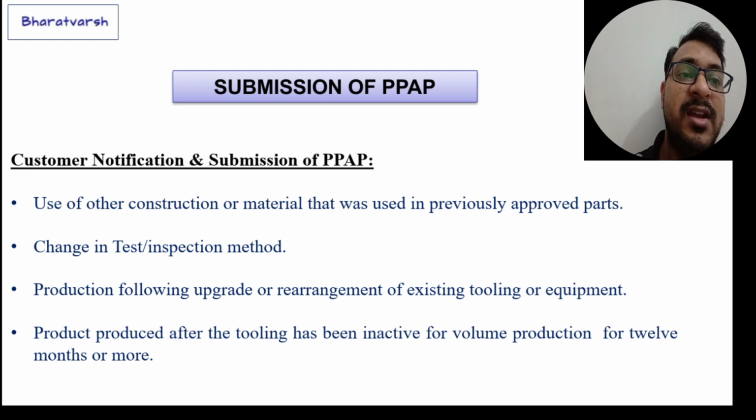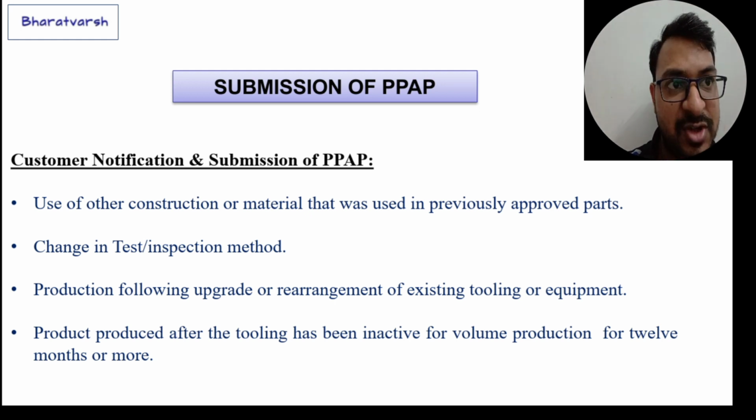Sixth is when there is a change in testing or inspection method. When we are upgrading the inspection or testing facilities or inspection method, then we have to notify this to the customer and then submit the PPAP.